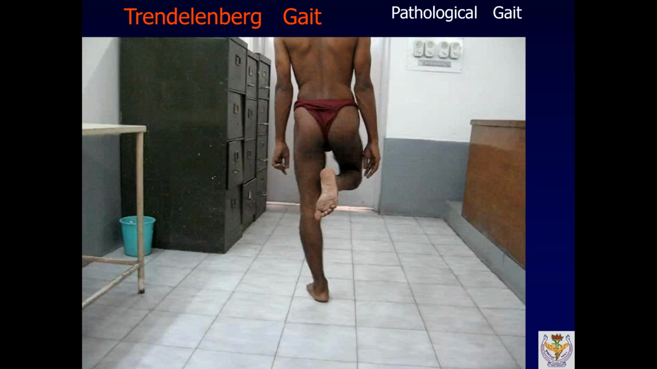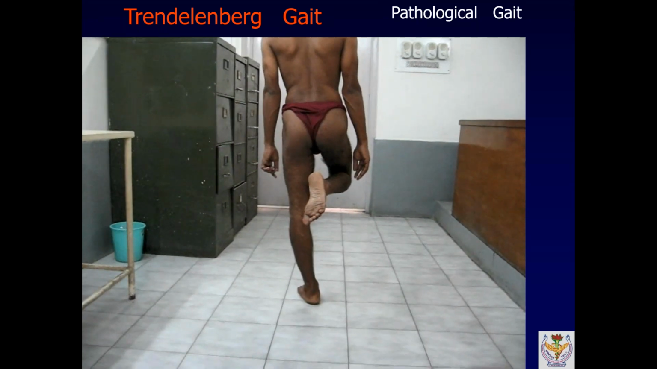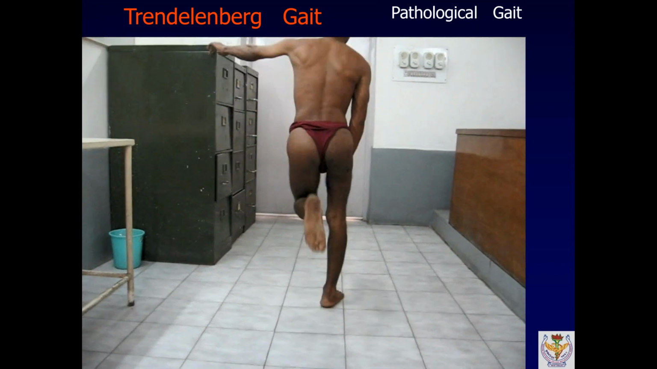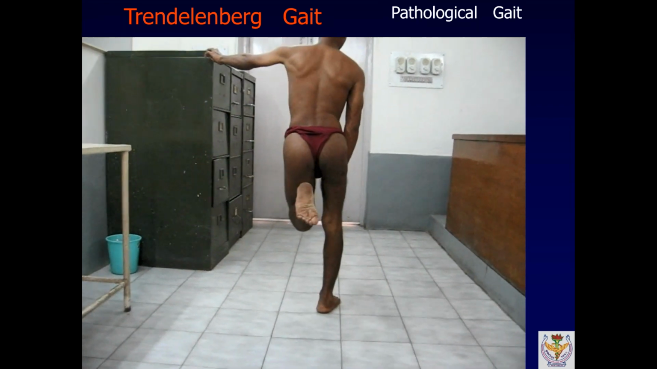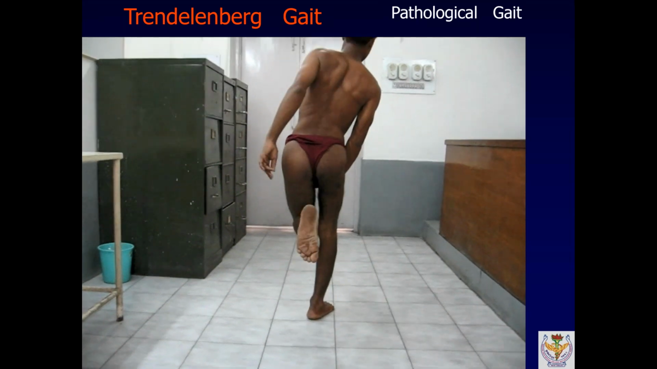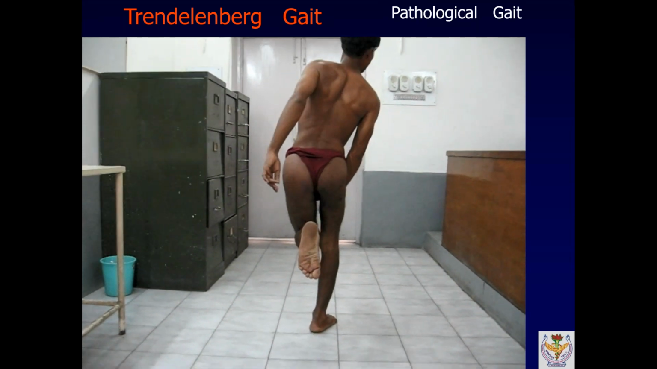And the equivalent of the Trendelenburg sign is the Trendelenburg gait. So once more the video, normal side, pelvis is not sagging. Abnormal side, to prevent the pelvis sagging, he takes support or he lurches on the affected limb. So this is the Trendelenburg sign.